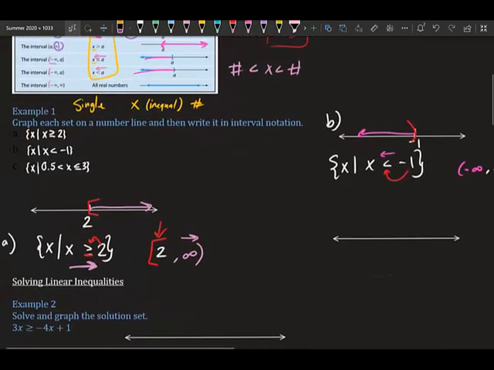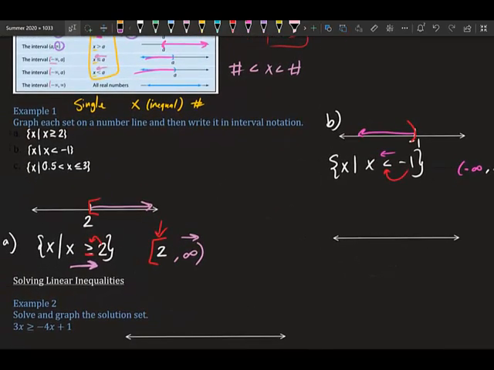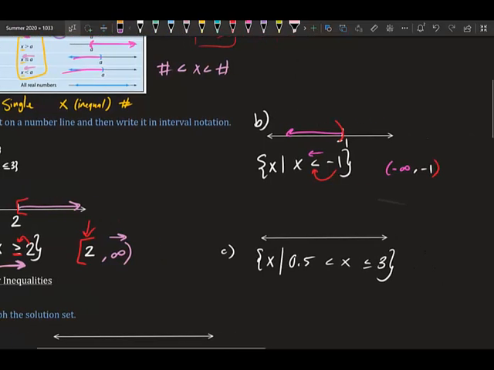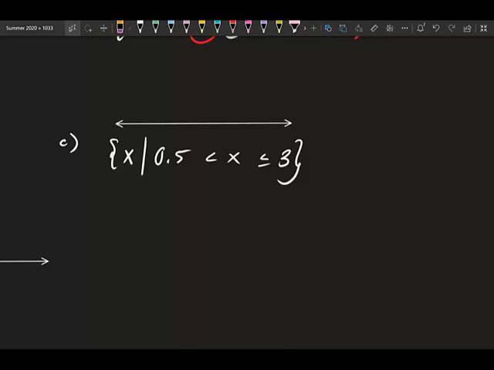Alrighty, part C. So part C is a compound inequality. How do we know it's compound? It has 2 signs and 2 numbers. So for part C, we have x such that x is greater than 0.5 and x is less than or equal to 3. So when we have a compound inequality, we're going to write the 2 numbers with a comma in between. So 0.5, comma 3. Because it's compound, compound goes together.